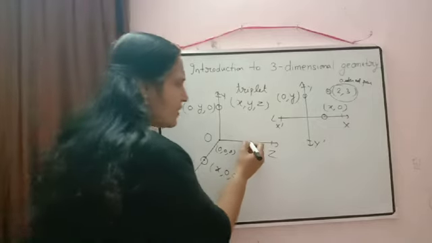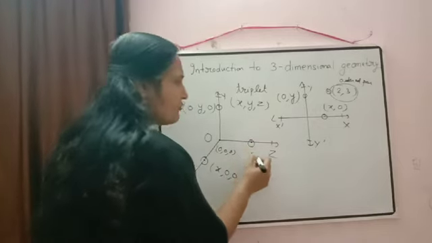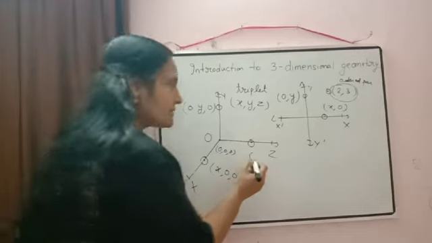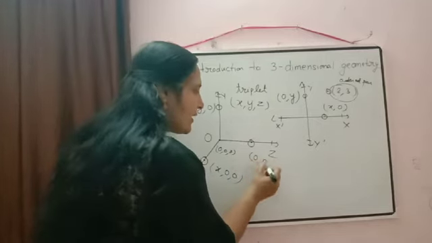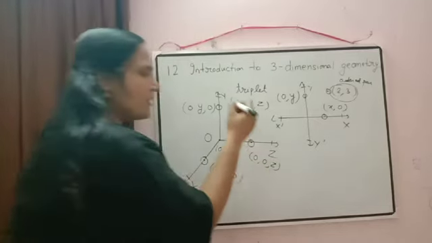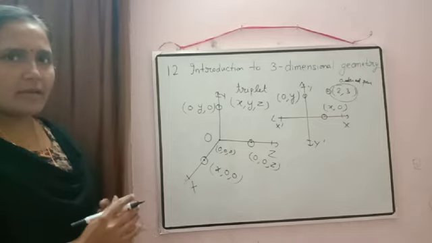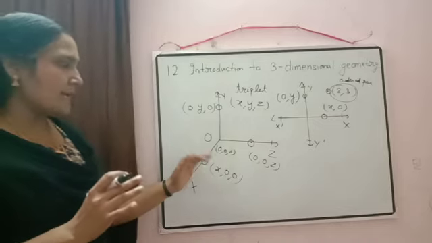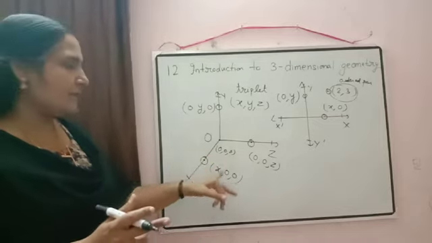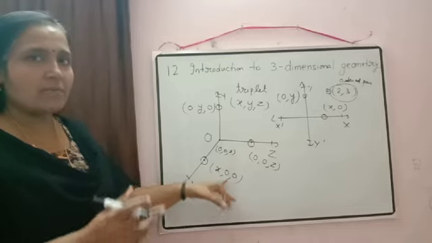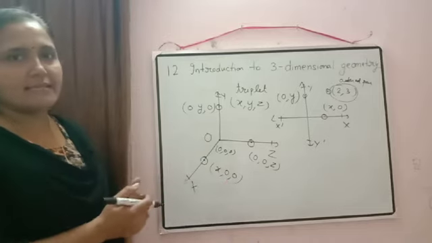If a point is on the z-axis, then what will be its format? Yes, both the x-coordinate and y-coordinate will be 0. The z-coordinate will be there. Okay. So if the point is on the x-axis, the remaining 2 coordinates will be equal to 0. So this is about the axis.